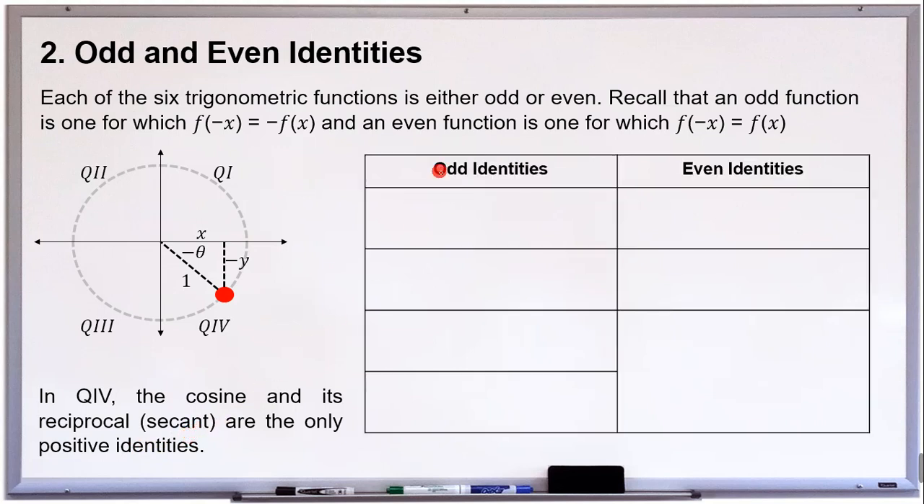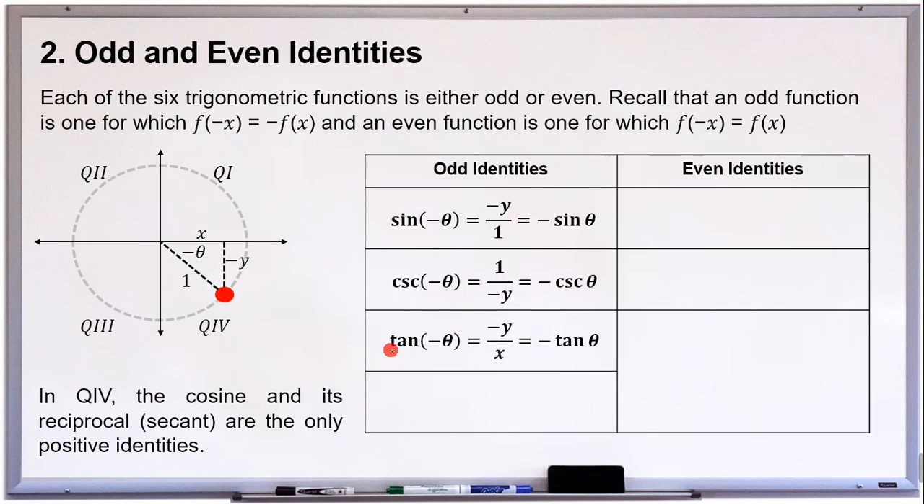That is why for our odd identities, we have the sine of the negative of the angle equal to negative y over 1, or simply the negative of the sine of the positive angle. For the cosecant, the cosecant of the negative angle is 1 over negative y, so we have negative cosecant of theta. And for the tangent of the negative angle, we have the negative tangent of the angle. It's because in the numerator for tangent, we have here a negative y. That is why the final expression is negative.